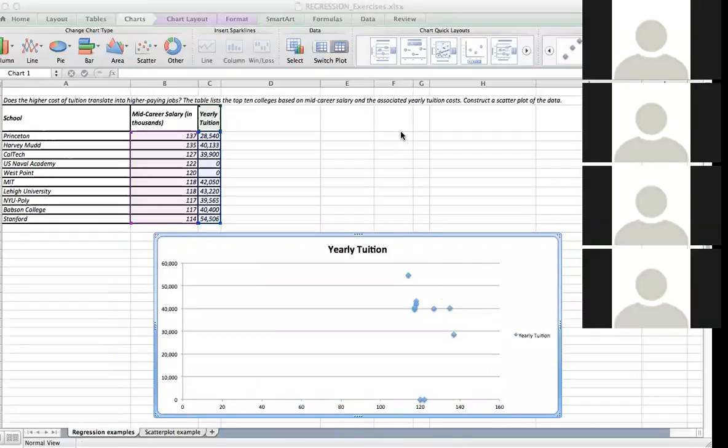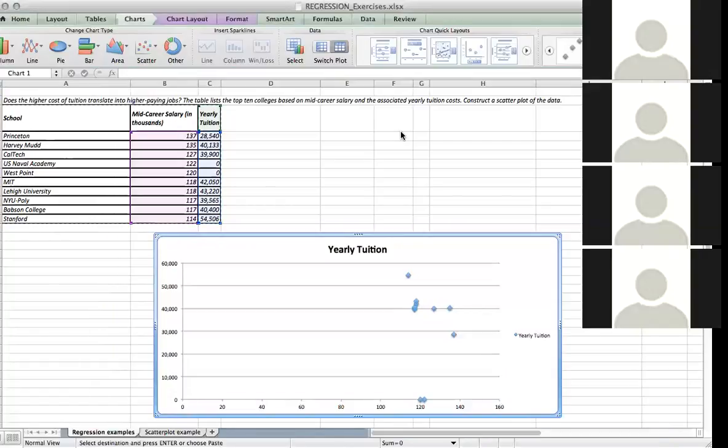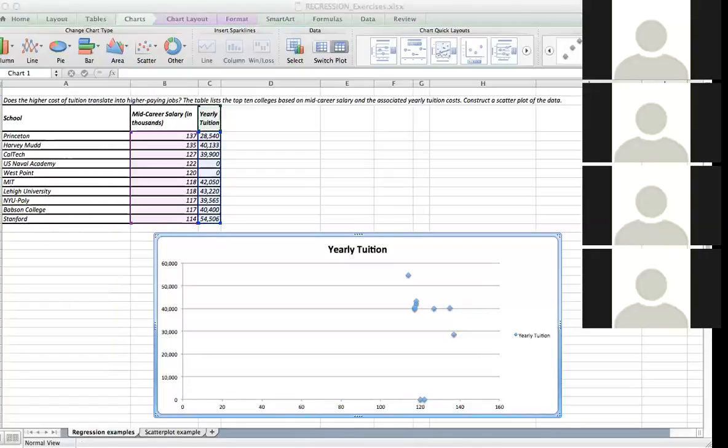Okay, now I'm going to ask you the question. What if you ignored West Point and US Naval Academy? Would the scatter plot be linear if you ignored West Point and the US Naval Academy?